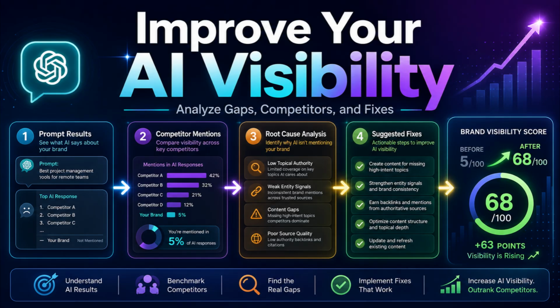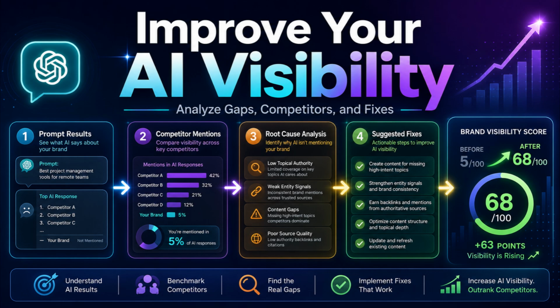Scenario 2. Your brand is mentioned but described inaccurately. This is also very important. Maybe ChatGPT mentions your company, but says you are a generic chatbot. Or it says you are only for enterprise users, even though you serve startups. Or it misses your main feature. Or it uses old information. This is a brand accuracy issue.